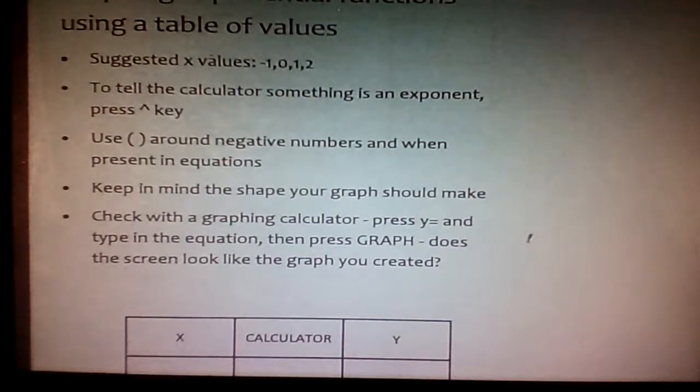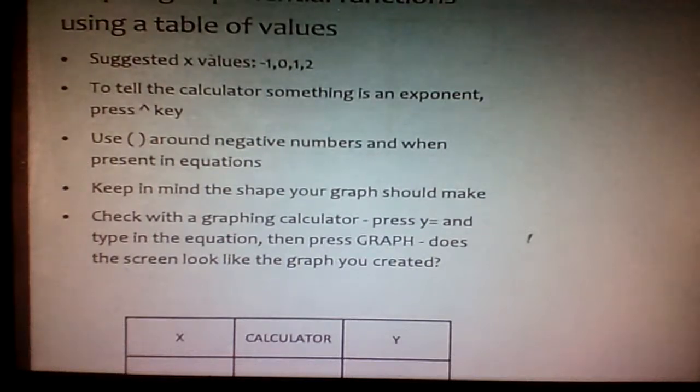Okay, so we are going to graph exponential functions using a table of values. I'm going to show you how to plug in your equation and get your table of values. That way you're not trying to do it mathematically constantly. They suggest that you get 4 values: 1 when x is -1, 1 when x is 0, 1 when x is 1, and 1 when x is 2. That's usually your safe bet.